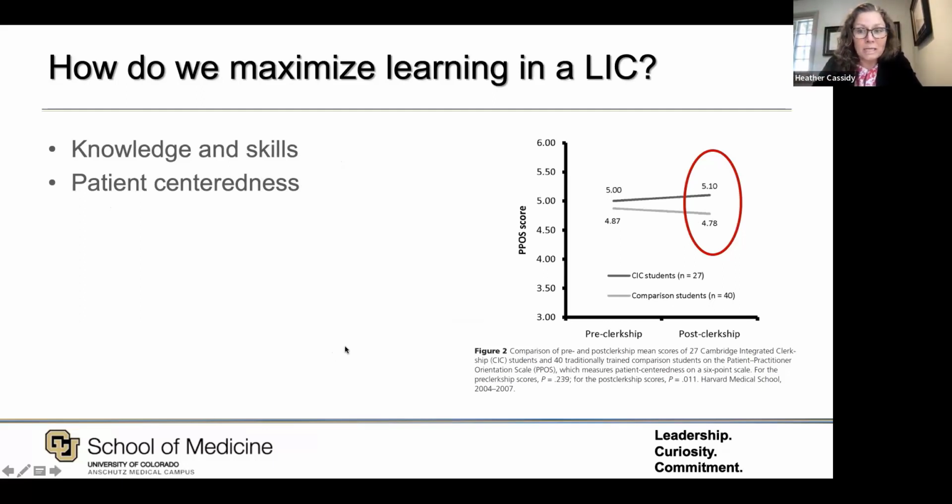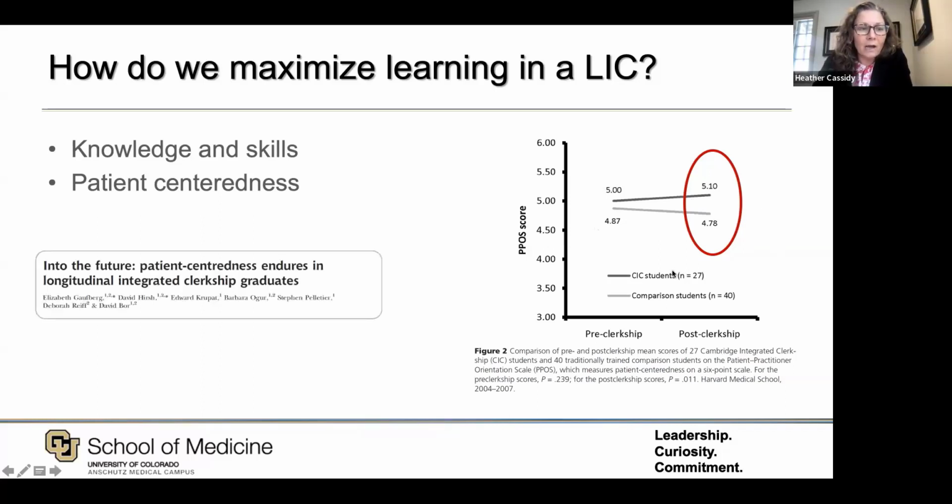So when it comes to the patient-centeredness piece, we actually have data that came out of one of the flagship LICs at Harvard that measured students on a validated patient-centeredness score at the beginning of the LIC, and that's what you see over here on the left of this graph. And then they measured them again at the end. And so you can see that at the beginning, pre-clerkship, students who were in the LIC, which is the top bar there, and students who were in the block, did not have a statistically significant gap or change in their empathy and patient-centeredness. But by the end of the year, they did.